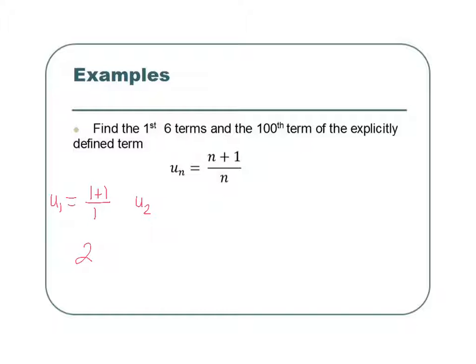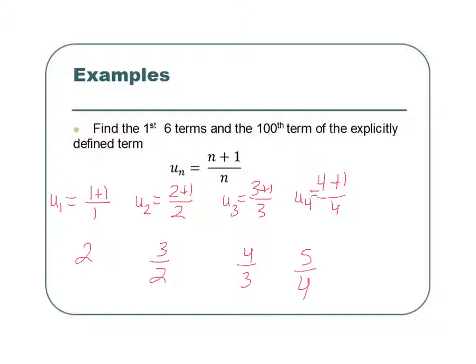Okay, if I want the second term, well then I'd have a 2 that I'd put in for n, so 2 plus 1 over 2, so that would end up being 3/2. If I want the third term, well, I'm just going to take 3 plus 1 over 3, which is 4/3. And if I want the fourth term, then I'm going to put 4 in for n. So 4 plus 1 over 4 would equal 5/4.